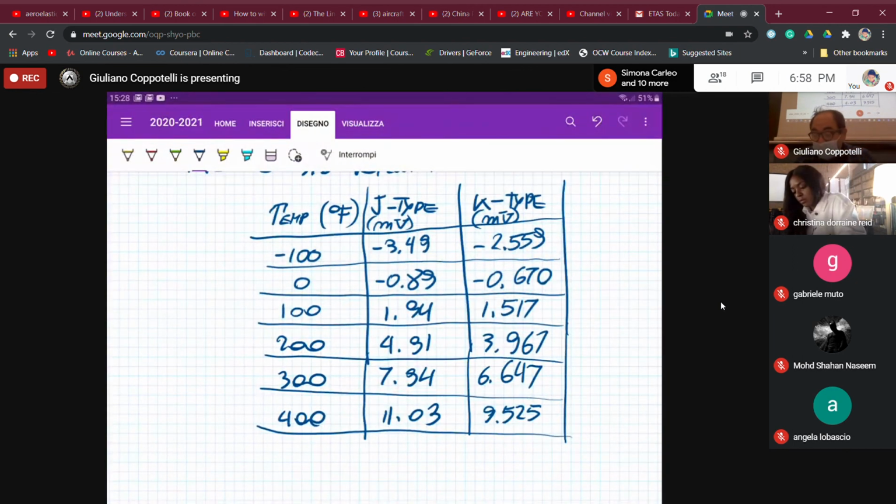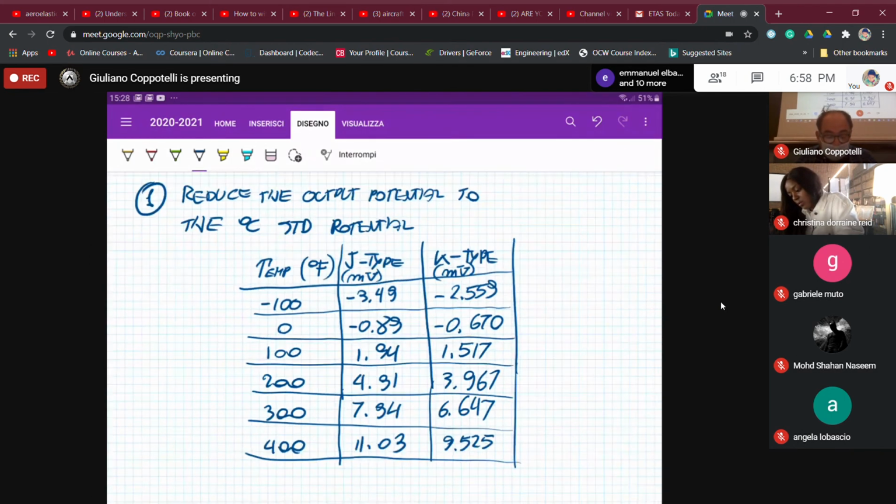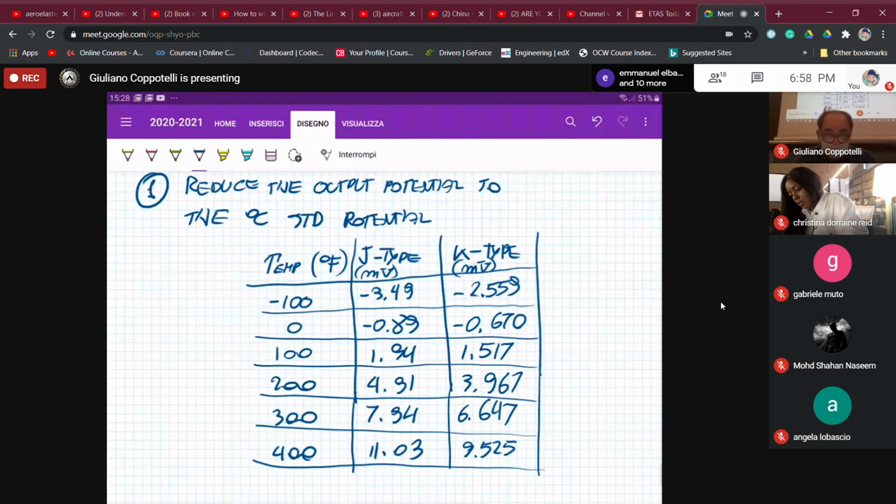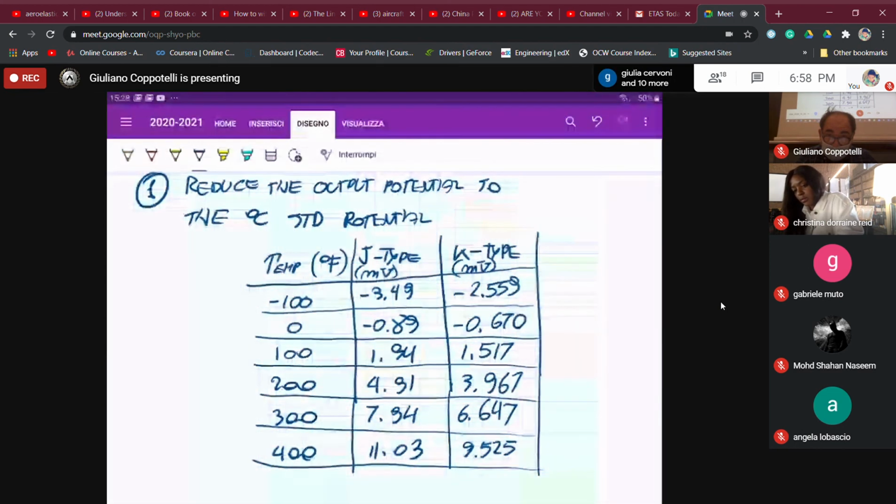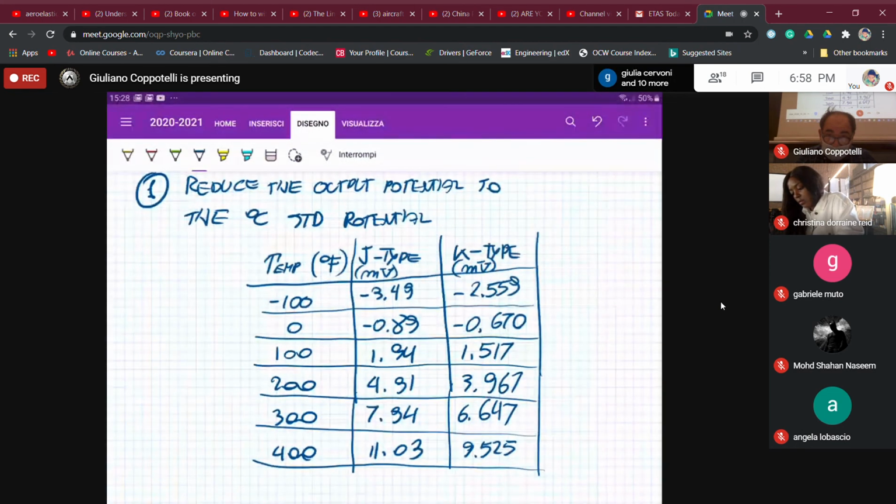Now, let me go to the end and then you can see the final. For now, just know that this table refers to the standard potential, so it is the potential of the thermocouple for which one junction, the cold one, is at 0 degrees Celsius and the other one is at the temperature that I reported here.